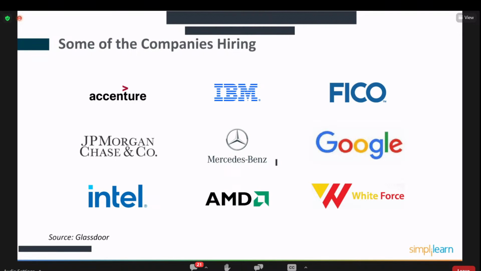This I took off of Glassdoor. These are some of the companies that are hiring, and this is again Glassdoor India. Amitendra, how does this list strike you? This is just again a sampling of who's out there right now looking for people.